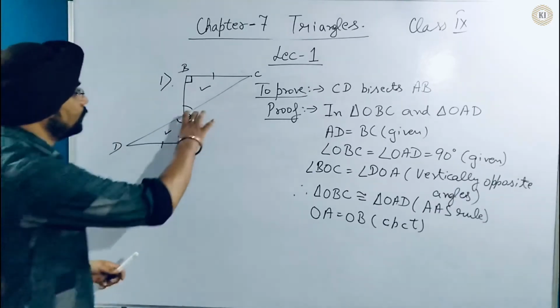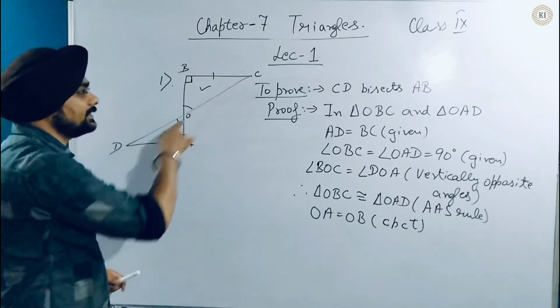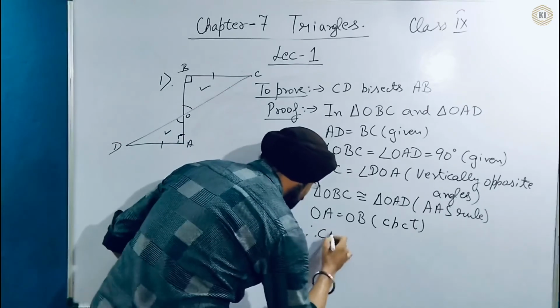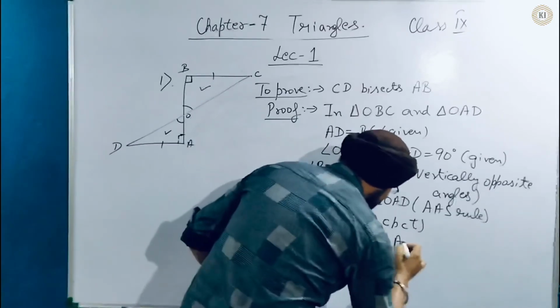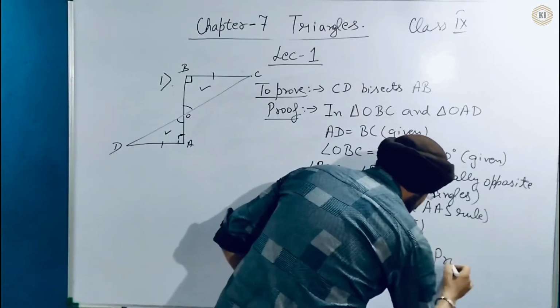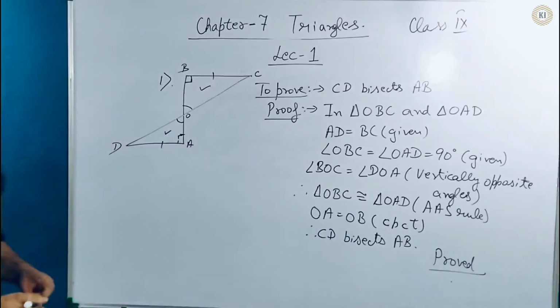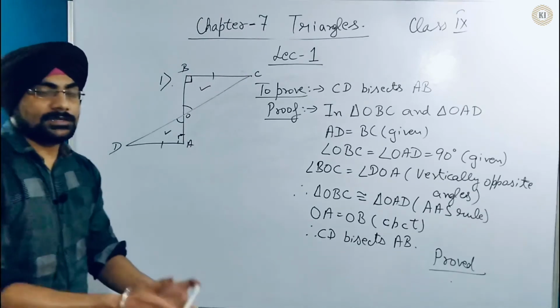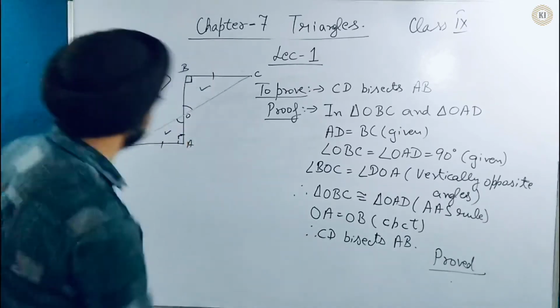So OA is equal to OB, it means that O is the midpoint, so CD bisects AB. Therefore CD bisects AB. So this is the proof of question number first. In this way we are going to prove some questions of congruency. Now let us see another question.